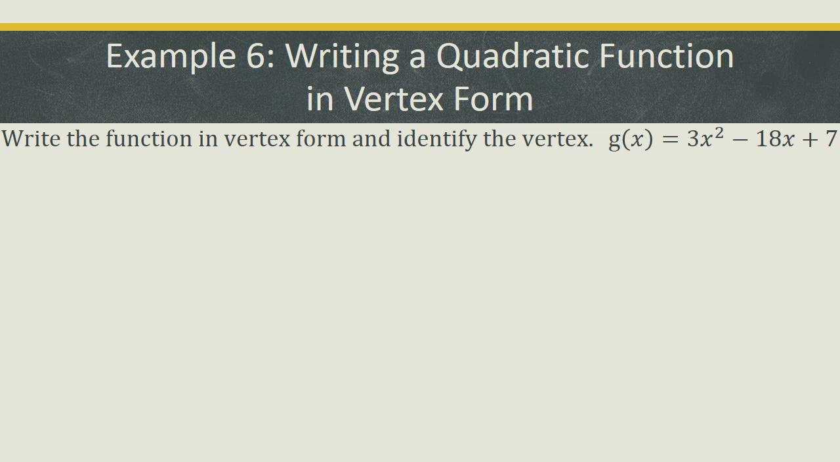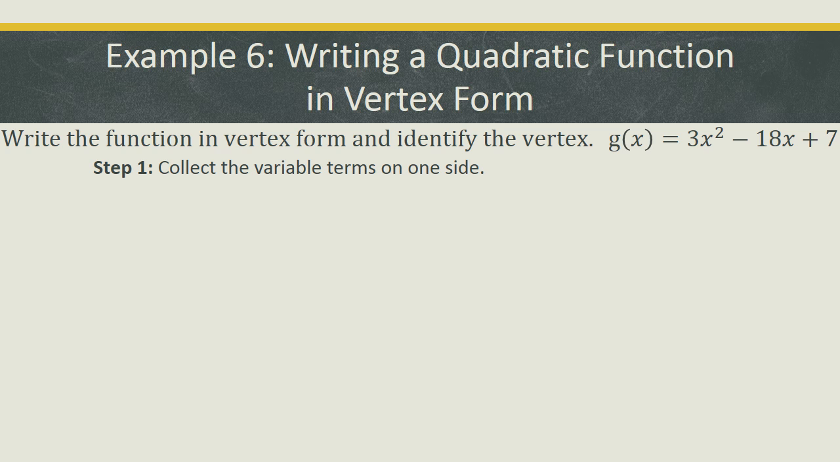So we want to write the function in vertex form and then identify the vertex. Identifying the vertex is stuff we've done before. So when we're done, it will be in vertex form. So g of x equals 3x squared minus 18x plus 7. There's two examples. This is the harder of the two, so we'll go with the hard one first, step it down for the next one, and then you'll have your own to try.